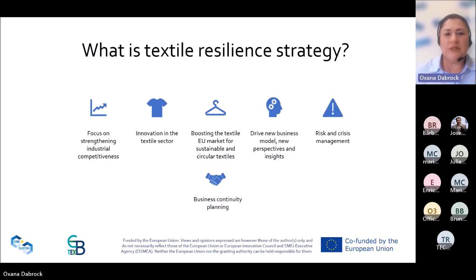Next, we will look at what the textile resilience strategy is. The textile resilience strategy focuses on strengthening industrial competitiveness. It brings innovation in the textile sector, boosts the textile EU market for sustainable and circular textiles, and drives new business models if we apply the strategy, of course, with perspective and insight. As well, there is a need for risk and crisis management and business continuity planning.